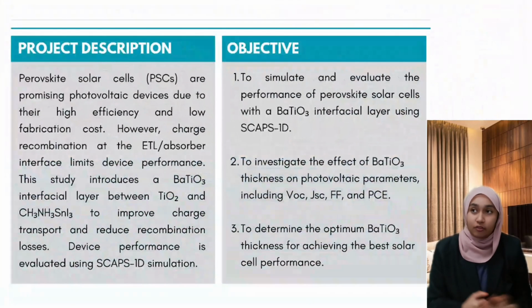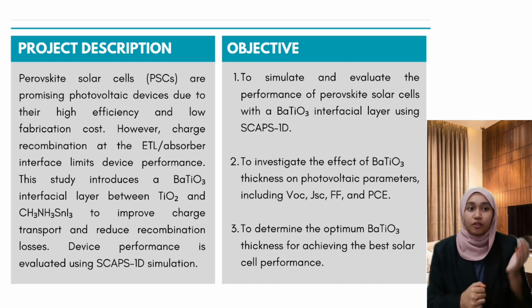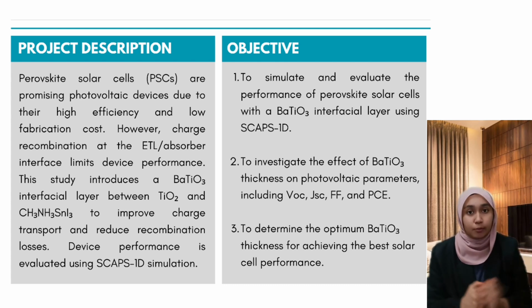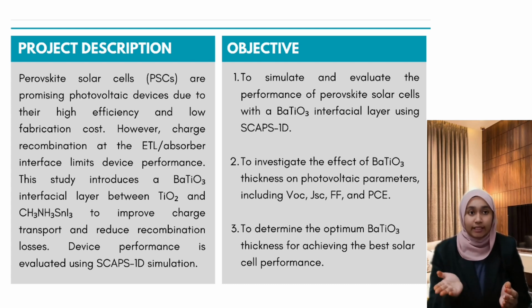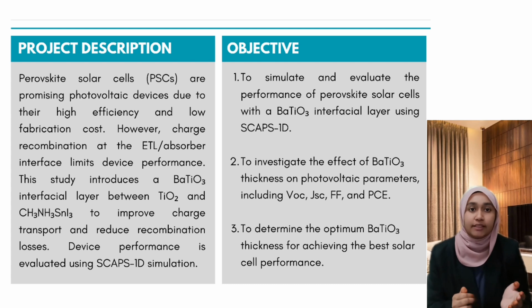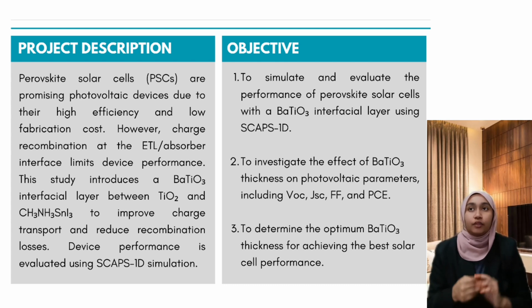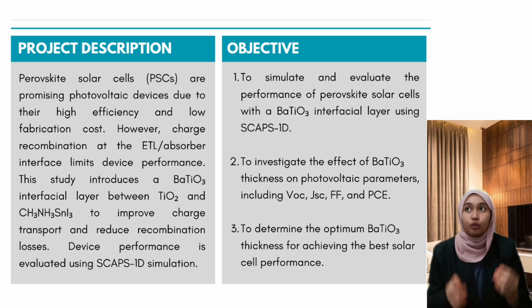So, the objectives of this project are firstly to simulate and evaluate the performance of perovskite solar cells with a barium titanate interfacial layer by using SCAPS 1D. And secondly, to investigate the effect of barium titanate thickness on key photovoltaic parameters, including open circuit voltage, short circuit current density, fill factor, and power conversion efficiency. The third objective is to determine the optimum barium titanate thickness that could provide the best solar cell performance, which we could say the best power conversion efficiency.